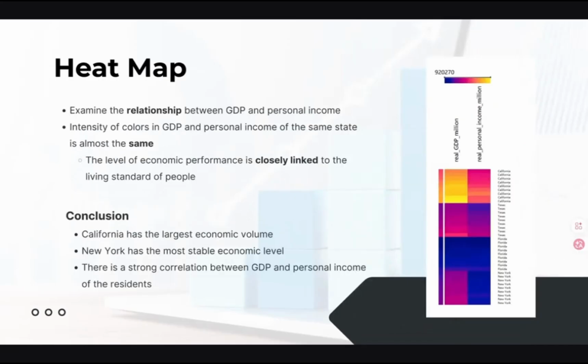Finally, the purpose of the heat map is to examine the relationship between GDP and personal income. Through the map, we can see that the intensity of colors in GDP and personal income of the same state is almost the same. For example, California shows bright yellow for GDP, and its personal income also shows bright color. Therefore, it shows that the level of economic performance is closely linked to the living standard of people. In conclusion, for these four states, California has the largest economic volume, New York has the most stable economic level, and for the whole economy, there is a strong correlation between GDP and personal income of the residents.